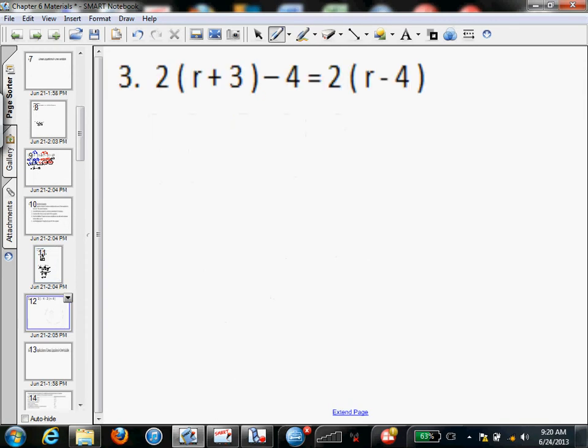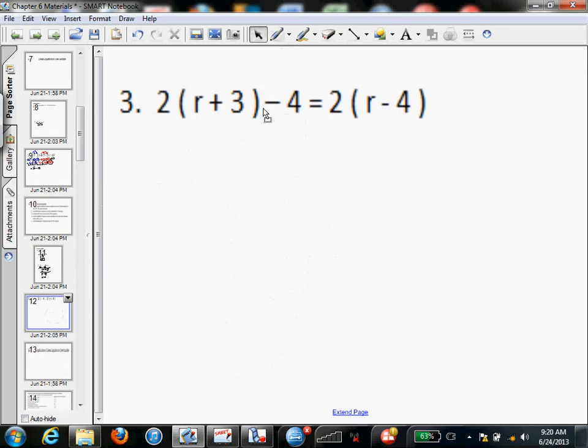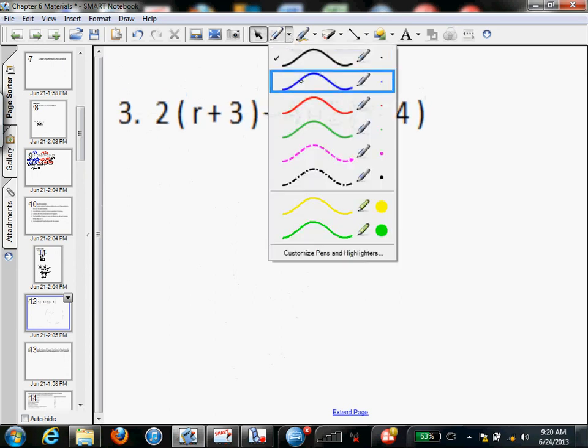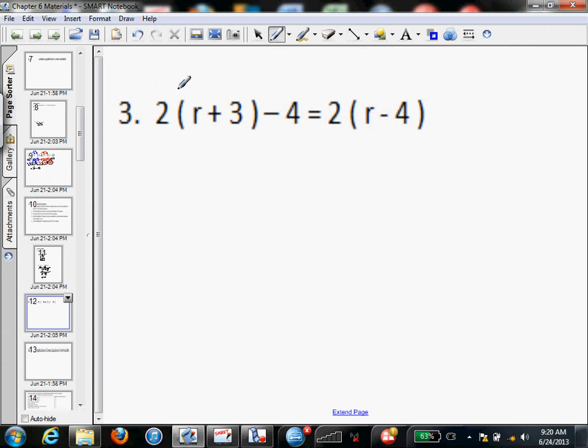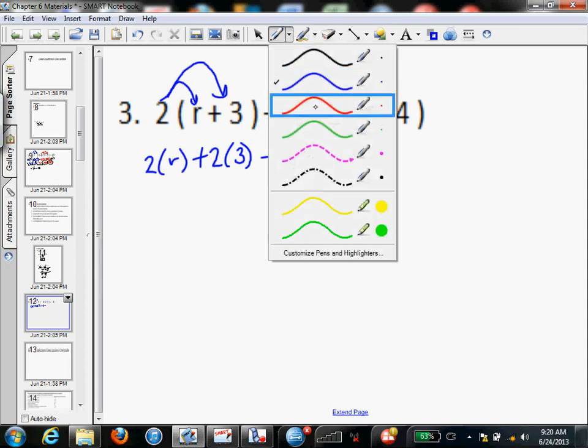And finally, we're going to have a bit lengthier of a problem that has 2 times the quantity r plus 3 minus 4 equals 2 times the quantity r minus 4. So let's first use the distributive property and take this 2 and multiply it by everything inside the parentheses. So we have 2 times r plus 2 times 3. Then just bring that minus 4 down since we didn't do anything with it.